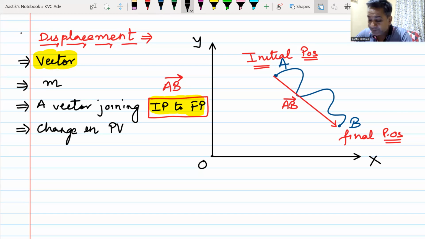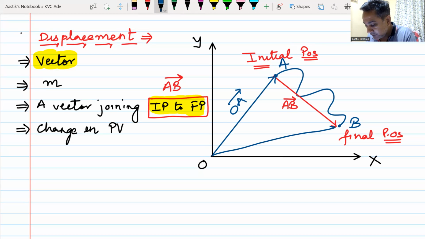Look here, my dear friends. Initial position, the vector was OA vector. That was the position vector. Now, when it comes to point B, the vector has become OB vector. So basically, the position has changed. The position vector has changed. That change in position vector is known as my displacement. Yes or no? Yes, sir.